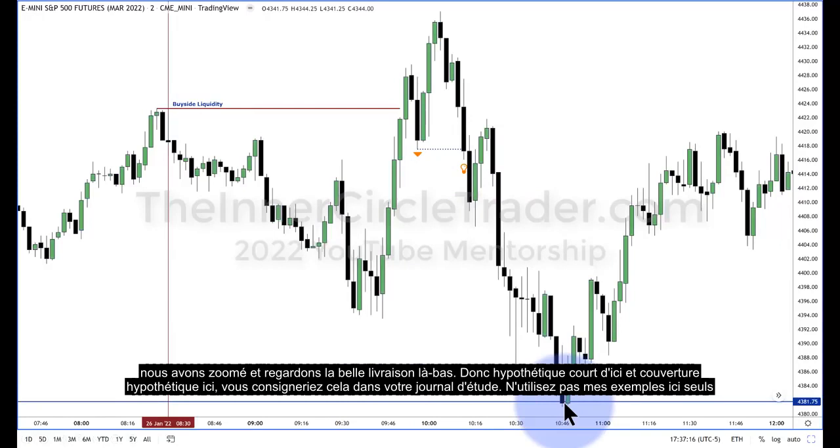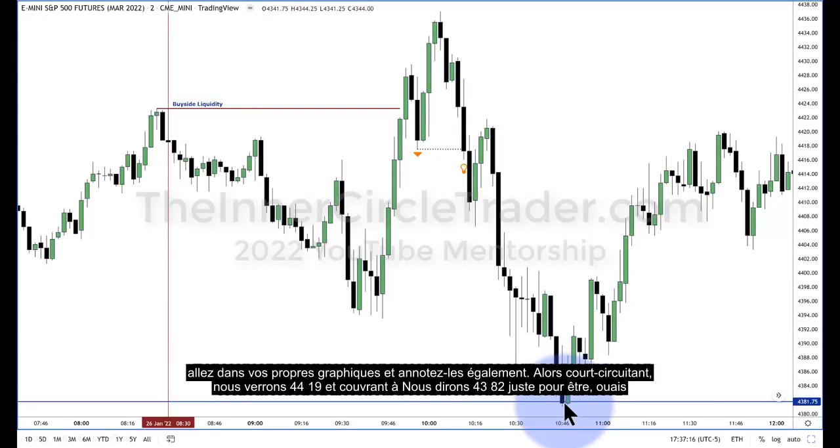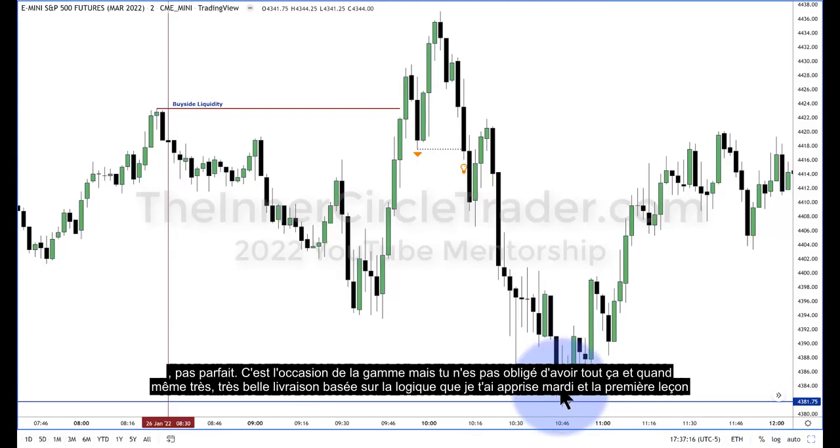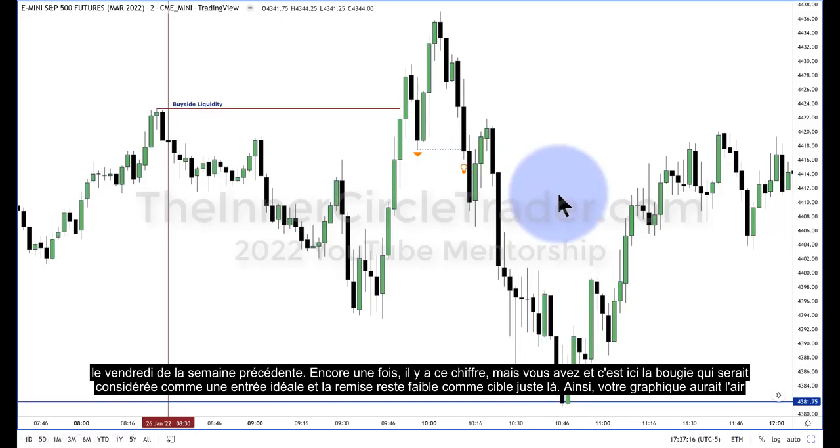You would log that in your study journal. Don't use my examples here alone. Go into your own charts and annotate them as well. So shorting around, we'll say 44.19 and covering at, we'll say 43.82, just to be not perfect. That's the opportunity of the range, but you don't have to have all of that. And still very, very nice delivery based on the logic I taught you on Tuesday and the first lesson on the previous week's Friday. Again, there's that fair value gap. And that's your candle that would be considered as an ideal entry.